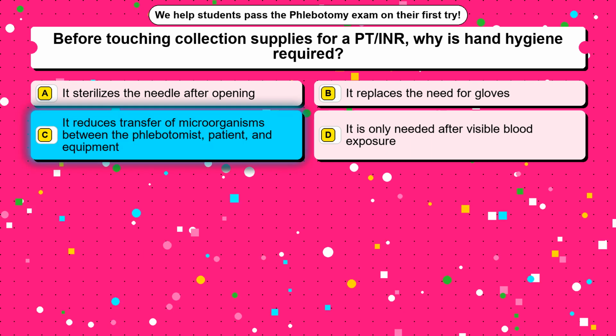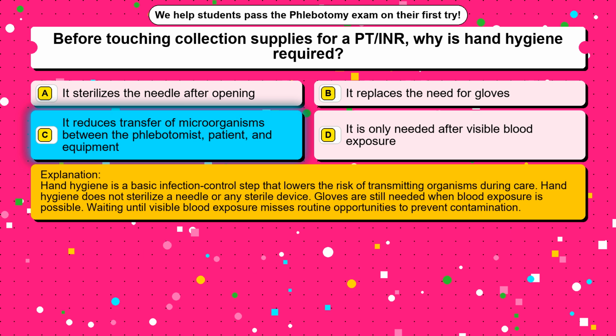The correct answer is option C. It reduces transfer of microorganisms between the phlebotomist, patient, and equipment. Hand hygiene is a basic infection control step that lowers the risk of transmitting organisms during care. Hand hygiene does not sterilize a needle or any sterile device. Gloves are still needed when blood exposure is possible. Waiting until visible blood exposure misses routine opportunities to prevent contamination.